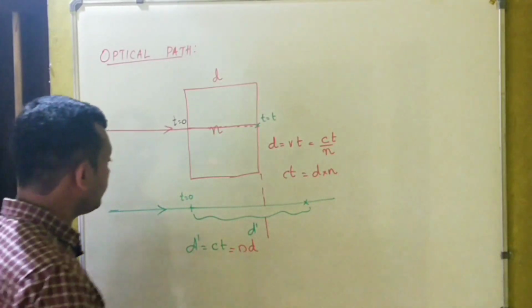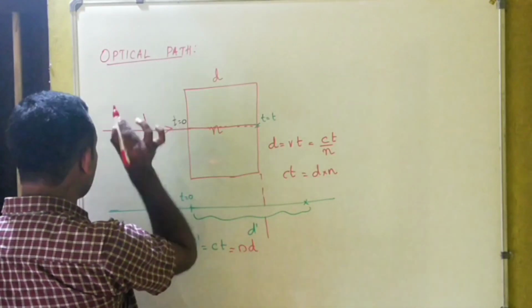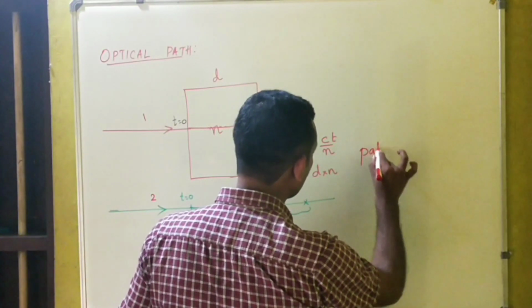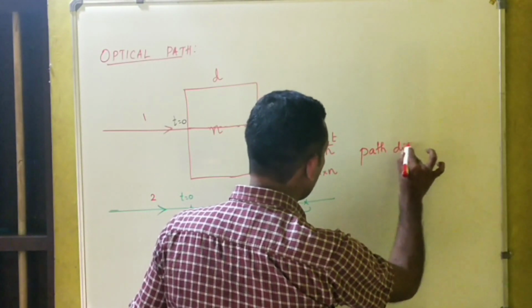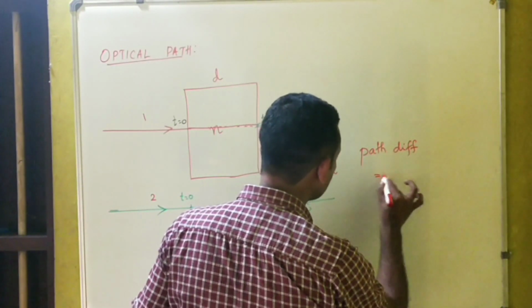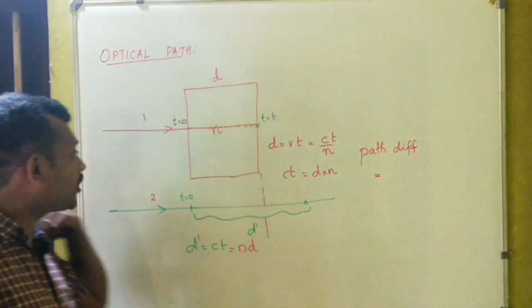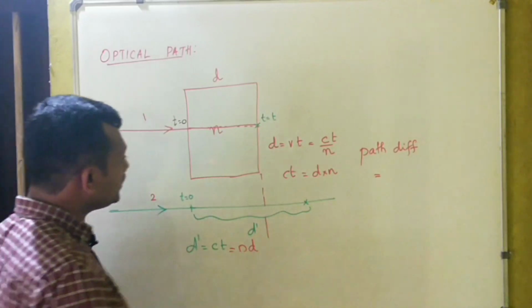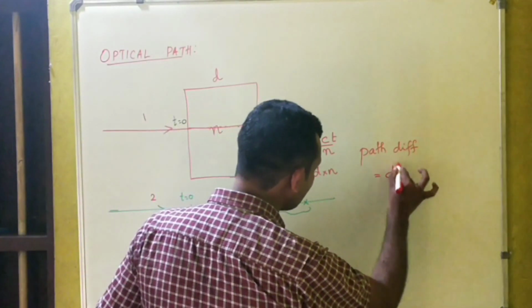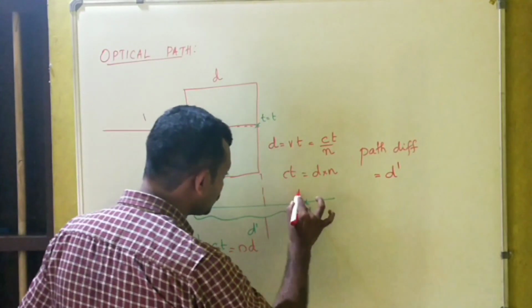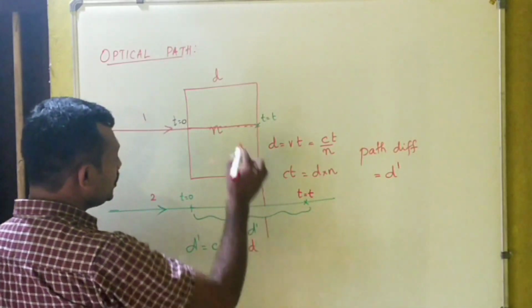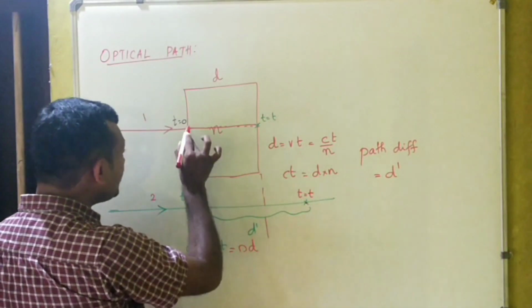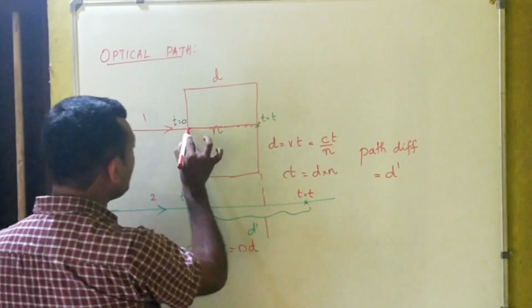Right, so my question. In this case, if this side says ray 1 and this is ray 2, what is the path difference here? In this case, what will be the total path difference caused? I would say this is equal to. So D dash is the distance covered in air by the time T. So difference in path. This is the path traveled in air. This is the path traveled in the medium, right?